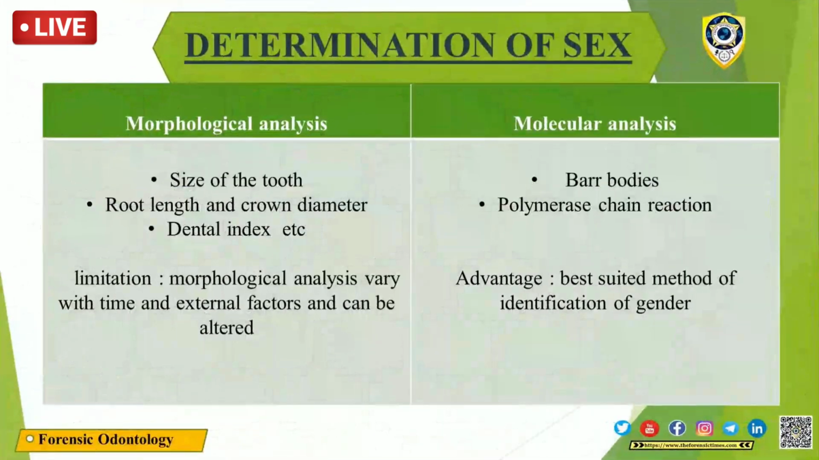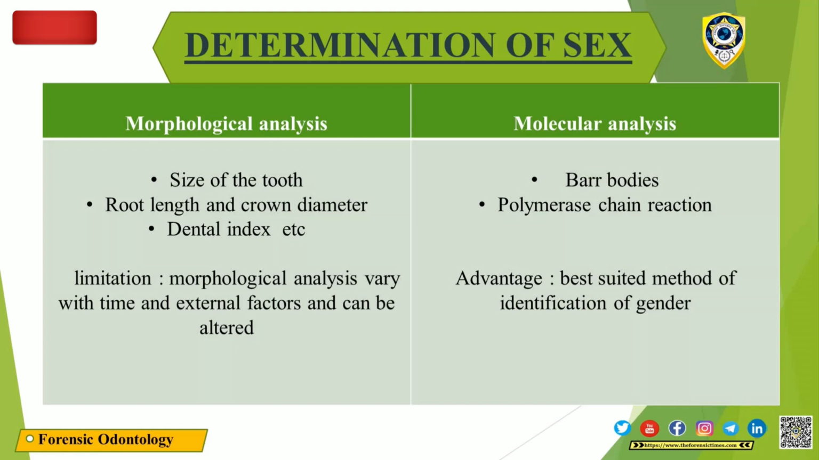There are two methods: morphological method and molecular analysis. Morphological method is size of the tooth, root length, crown diameter, dental index, etc. But it can vary from person to person and it can even change with time. And then we have the molecular analysis, that is bar bodies.